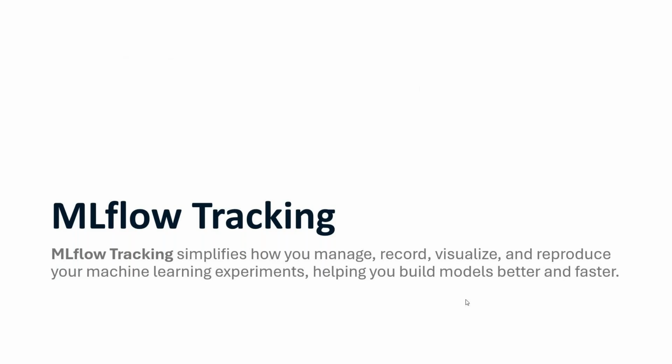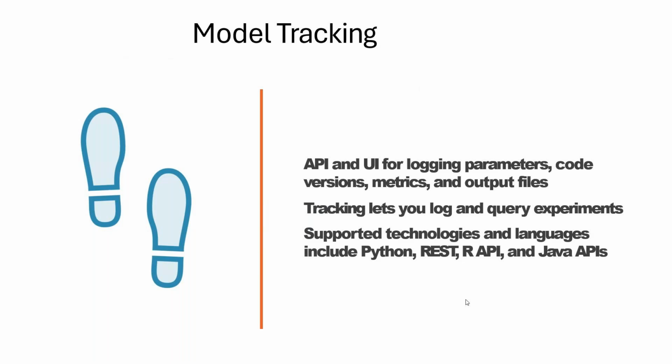MLflow tracking simplifies how you manage, record, visualize, and reproduce your machine learning experiments, helping you to build models better and faster. Tracking also includes an API and UI for logging parameters, code versions, metrics, and output files. Tracking lets you log and query experiments. Supported technologies and languages include Python, REST API, R API, and Java API.